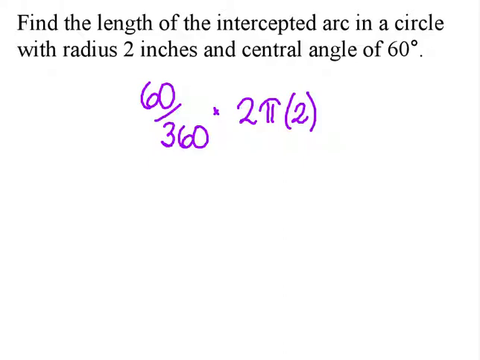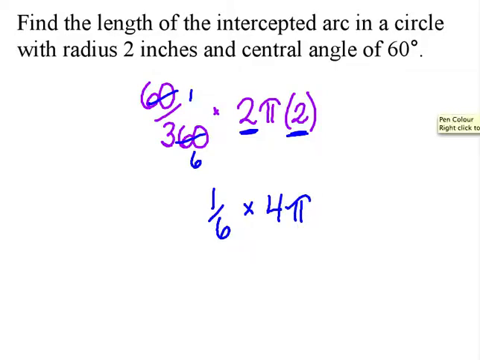So now let's go ahead and simplify things a little bit. I know 60 over 360 is 1/6. Okay? So I have 1/6 times, what is 2 times 2? 4. So really I have 1/6 times 4 pi. So simplify that. 4 pi over 6, which is really 2 pi over 3.